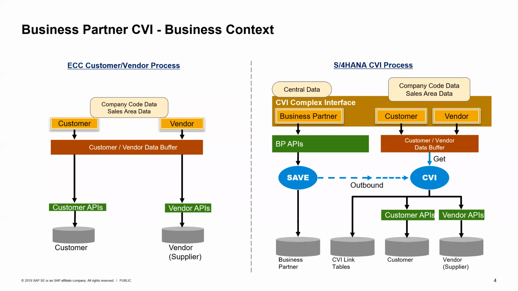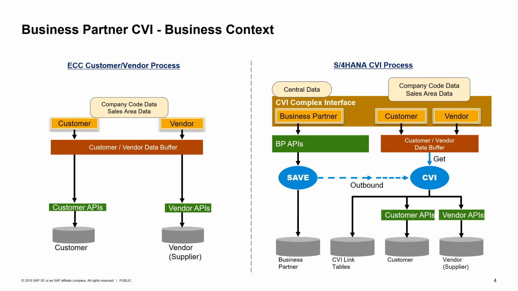data model persistence, we do have an intermediate step in between, which is what we refer to as the CVI process. CVI, as the name suggests, is nothing but the customer and vendor integration. So with S4HANA now in place, we push forward for business partner being the leading object. Whenever a customer or a vendor needs to be created, it is linked to a single business entity, which is the business partner.